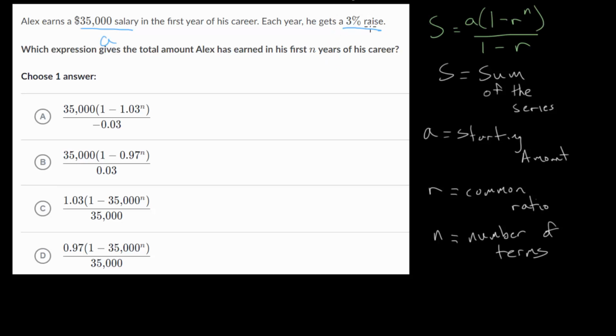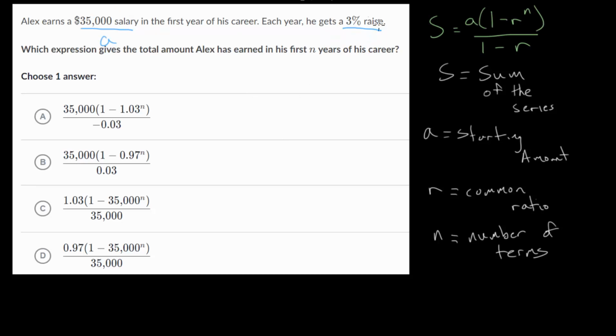So this is the tricky part here. How do we represent a 3% raise as our common ratio? Because you might be tempted to say that R is 3%, but this wouldn't work because then going from year to year, his salary would become significantly smaller since 3% of 35,000 is significantly less than 35,000. So that wouldn't be the right approach.